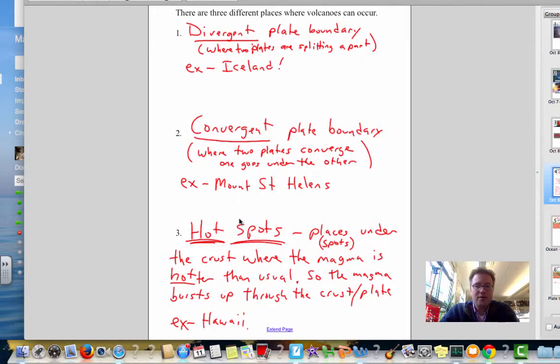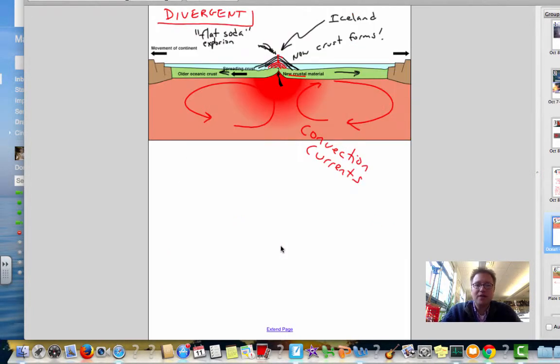The third type of volcano occurs not necessarily at a plate boundary. Sometimes, like in Hawaii, it occurs in the middle of a plate. Hawaii is in the middle of the Pacific plate. So how does that happen? Well, these are known as hotspots, and that's where the magma underneath the crust, for reasons that are still not entirely understood, bubbles up and goes right through the middle of a plate. Hawaii, again, is a great example of that. We'll look at more of those later on.